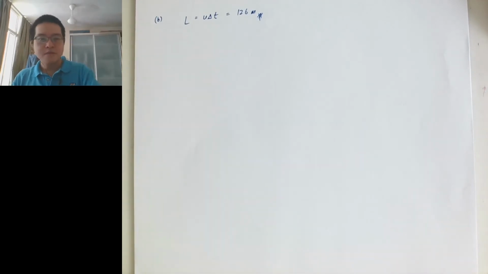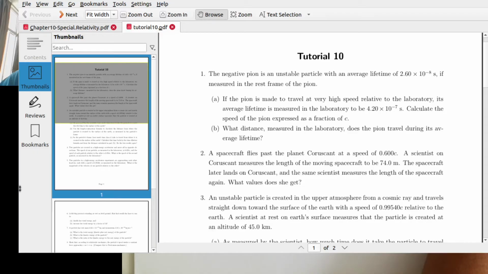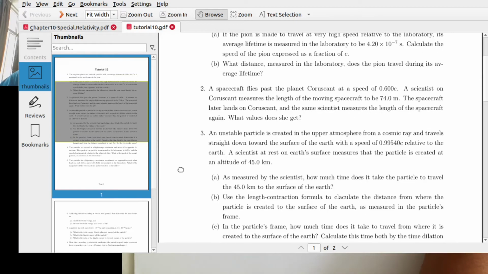Yeah, so let's go to question 2. So question 2 is apparently a Star Wars question. Coruscant, right? A spacecraft flies past the planet Coruscant at a speed of 0.6 c. So the relative speed between the spacecraft and Coruscant is 0.6 c. A scientist on Coruscant measures the length of the moving spacecraft to be 74 meters.